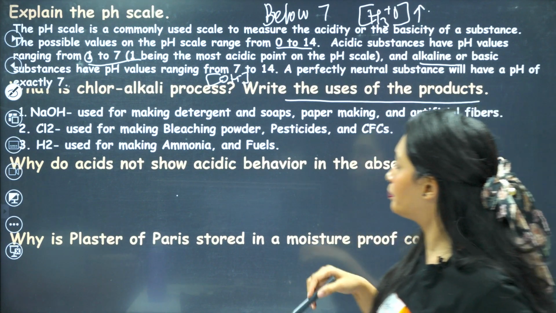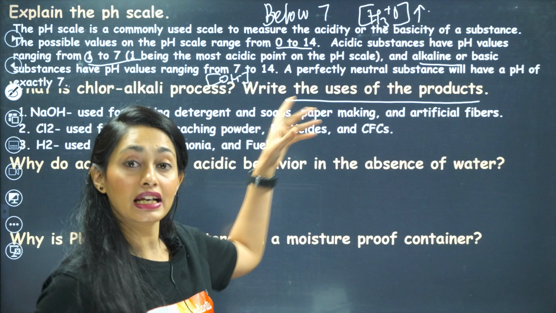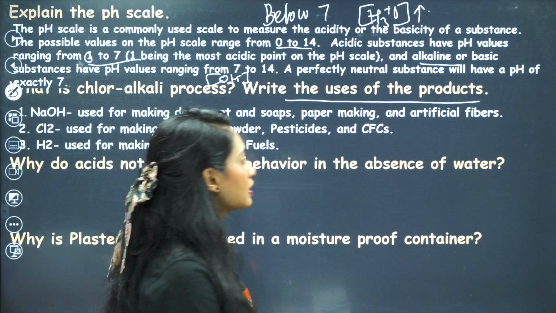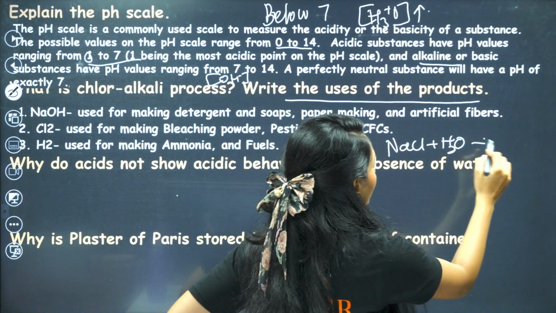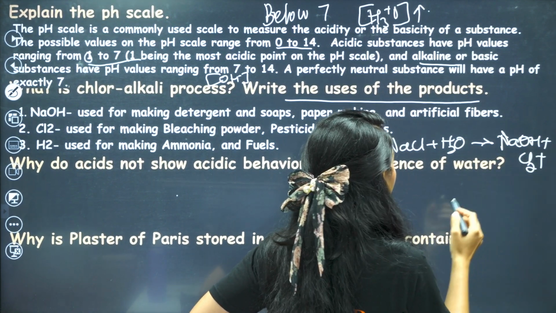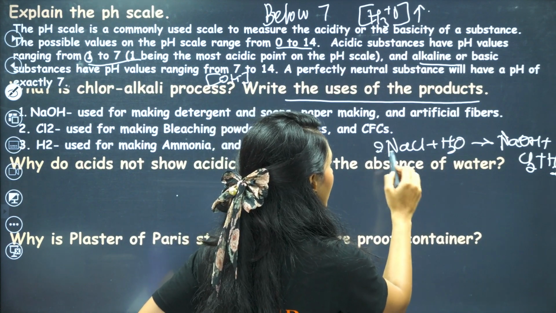Write the uses of the products that are obtained from the chloralkali process. Chlorine is produced. Alkali is produced. Caustic soda is produced. So the chloralkali process is when we take brine solution and electrolyze it, we get NaOH, chlorine gas, and hydrogen gas. So this is the chloralkali process.